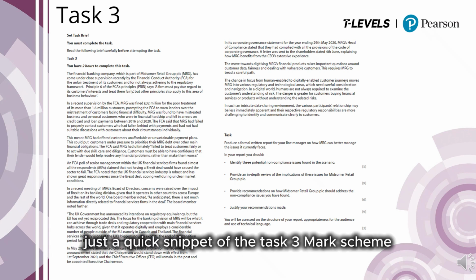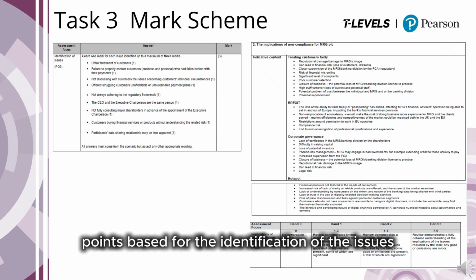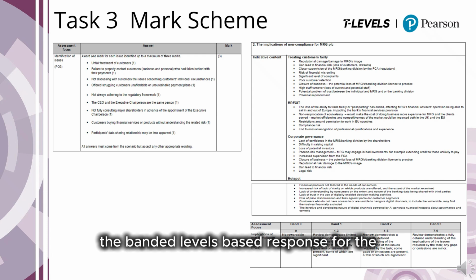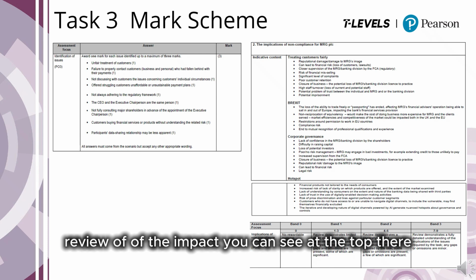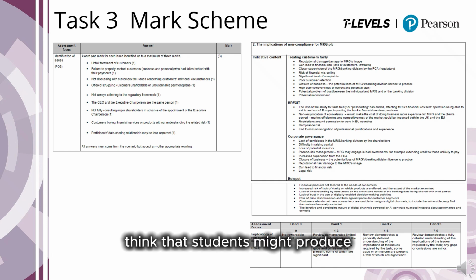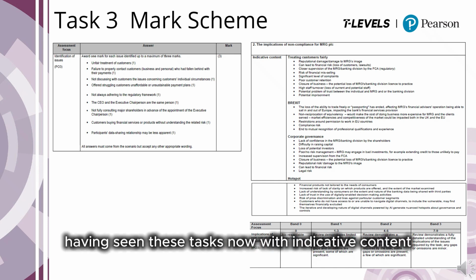And again, just a quick snippet of the task 3 mark scheme. You can see here, points based for the identification of the issues, and then it goes straight back into the banded levels-based response for the justifications and the review of the impact. You can see at the top there we've got the indicative content. When we're looking at indicative content, these are what the senior examiners think that students might produce having seen these tasks.